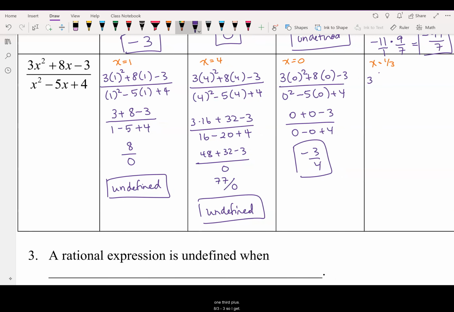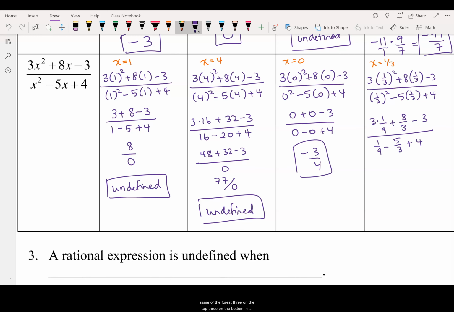And we can try the 1/3. 3 times 1/3 squared plus 8 times 1/3 minus 3, divided by 1/3 squared minus 5 times 1/3 plus 4. 1/3 squared is 1/9. 8 times 1/3 is 8/3. And we can simplify these fractions. 3 and 9 I can simplify a little bit better. I get 1/3 plus 8/3 minus 3, so I get 9/3 minus 3 over some stuff on the bottom.